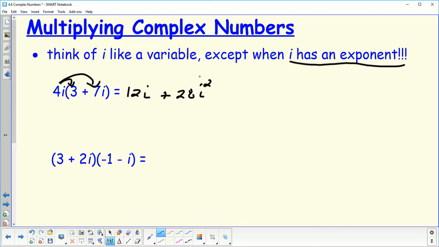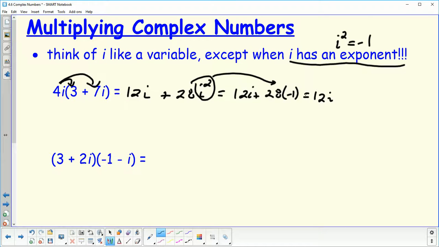And so here is the piece where we need to be careful, because i now has an exponent, and we talked earlier that i squared is equal to -1. So this actually says 12i plus 28 times a -1, because this piece right here is a -1. So now we have 28 times a -1. That's actually equal to 12i minus 28, because 28 times a -1 is a -28.